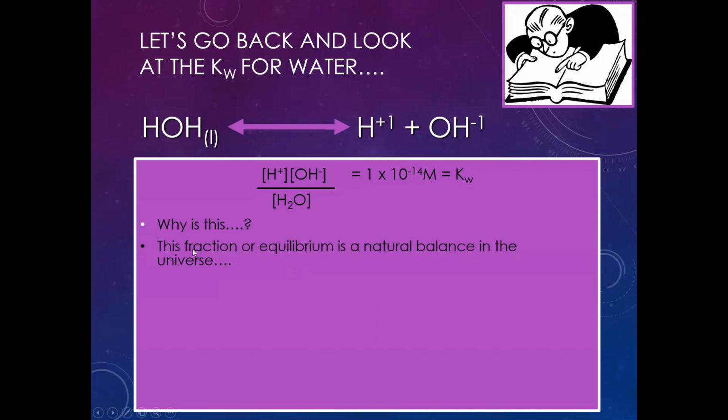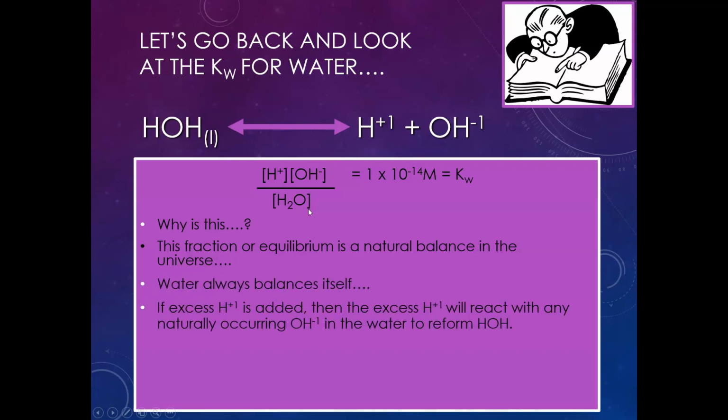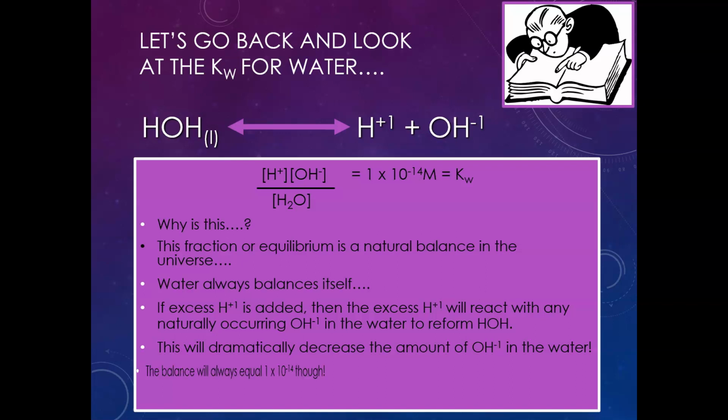The fraction or the equilibrium is a natural balance in our universe. If the hydrogen ions go up, our hydroxide's going to come down. So water is always going to balance itself. If we're adding excess hydrogen ions, then that is going to react with any naturally occurring hydroxides to reform water. So there's going to be a natural balance process. That is going to decrease the amount of the hydroxides that we're going to see. So that is why this is always going to equal 1 times 10 to the negative 14.